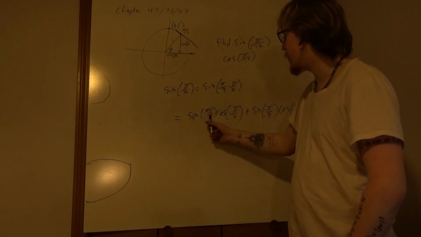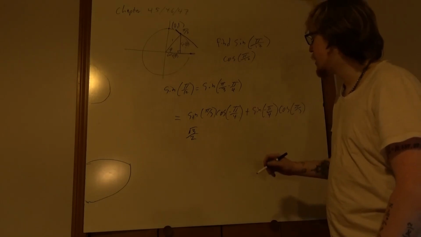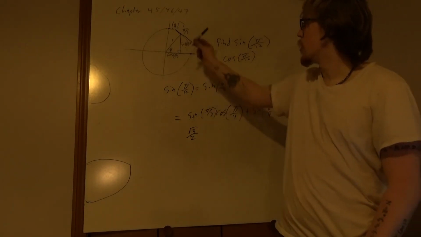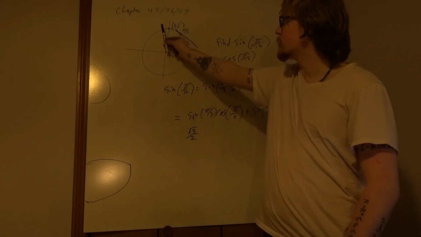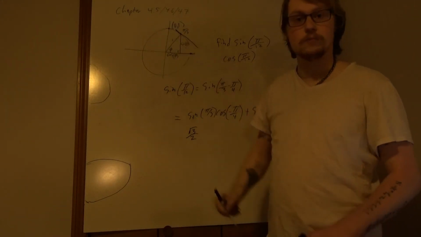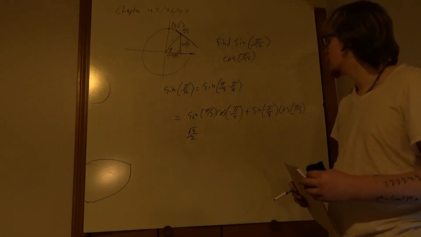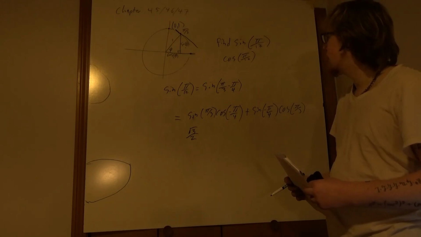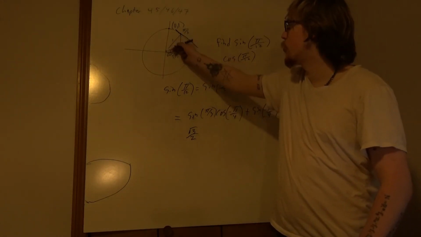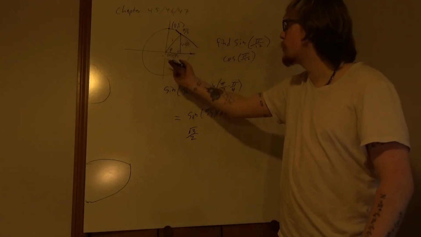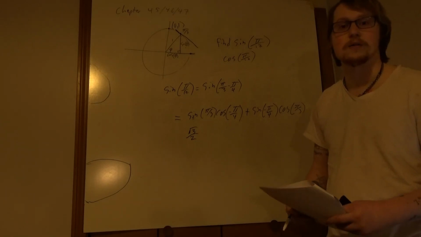Now sine of pi over 3, this is root 3 over 2. Cosine of negative pi over 4, well, cosine of positive pi over 4 is square root of 2 over 2. And when we do it over here, the cosine, it just becomes negative pi over 4 is down here. That's what was tripping me up, because cosine is an even function, which means it does not care about sign.